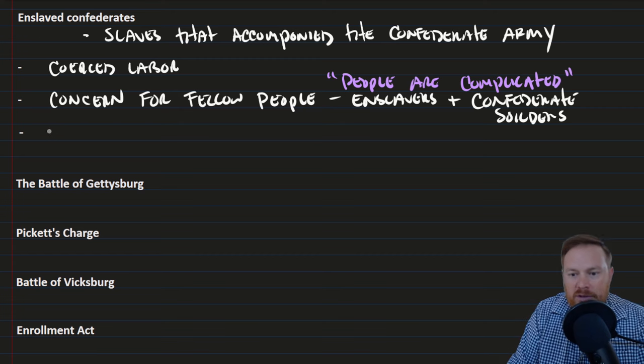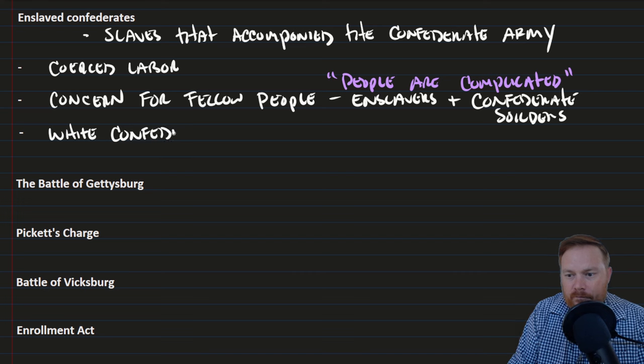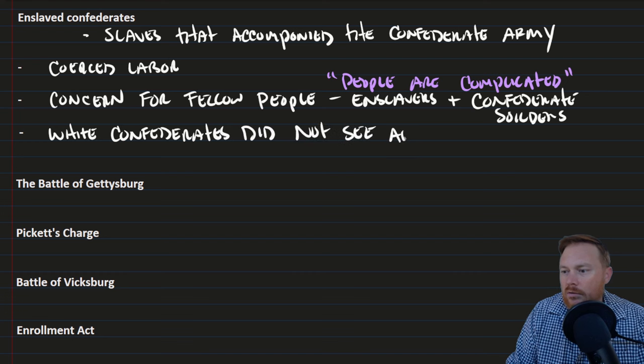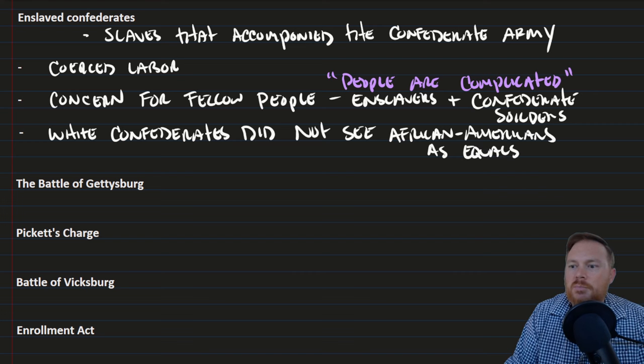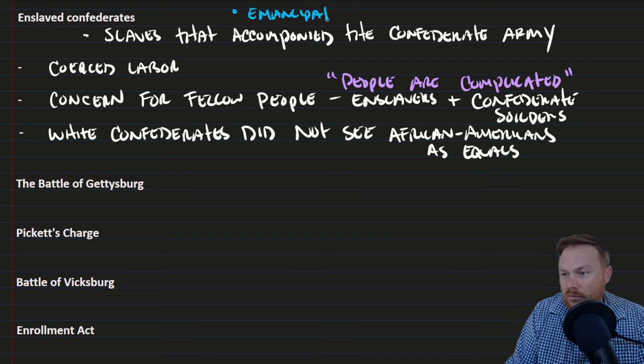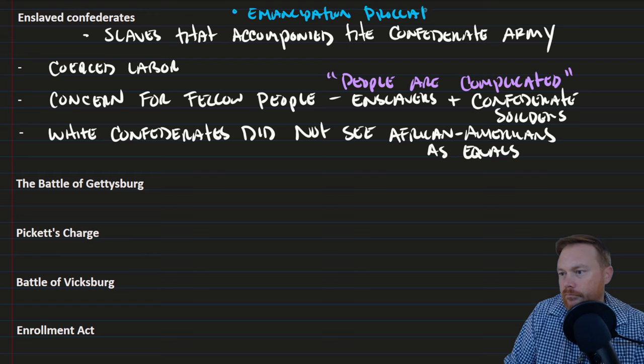And the third point was that white Confederates did not see African Americans as equals. And so this got back to the point about when we talked about the Emancipation Proclamation.